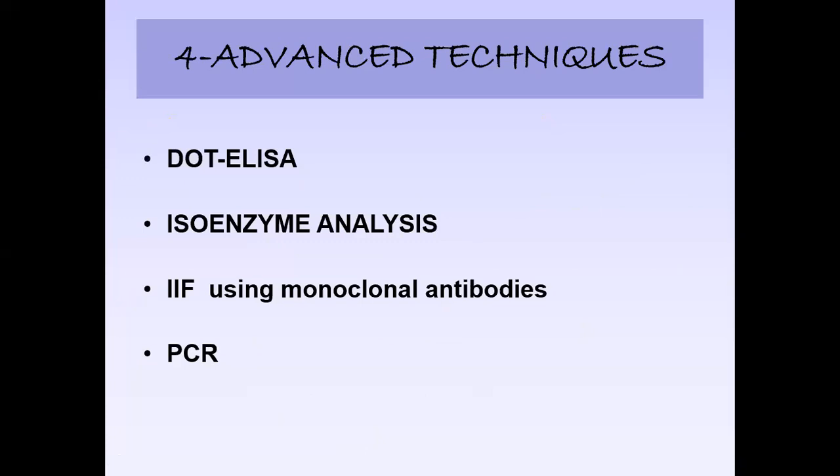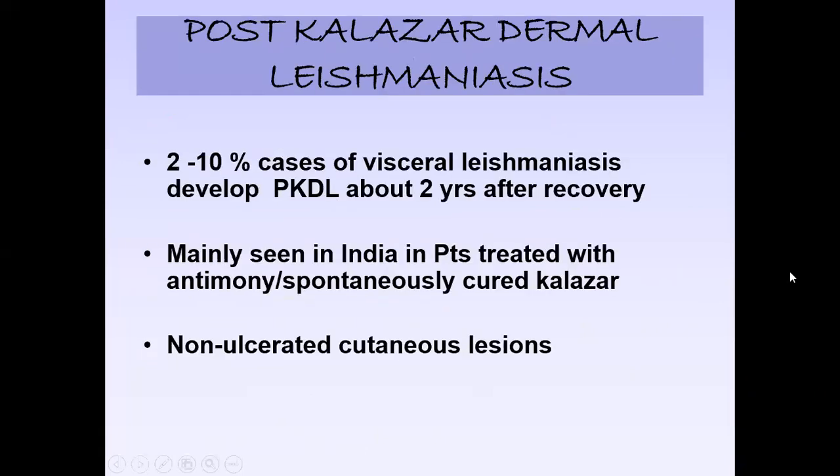Certain advanced testing has also been carried out and is in place in developed countries like America. That is, number one is the dot ELISA, number two is isoenzyme analysis, indirect immunofluorescence test using monoclonal antibodies, and the PCR.